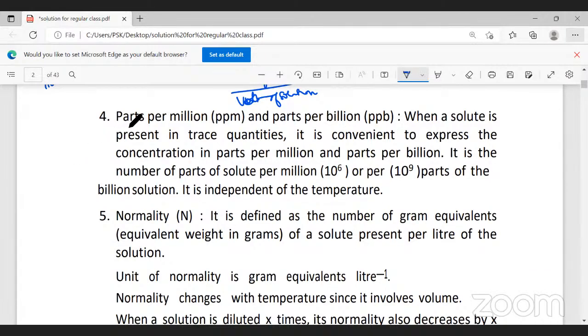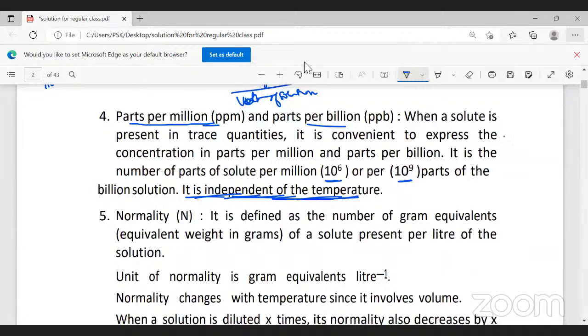Now, next is parts per million or parts per billion, ppm or ppb. 1 billion is 10 to the power 9 parts. Parts per million is the number of parts of solute present in 1 million parts of the solution, and parts per billion is the number of parts of solute present in 1 billion parts of solution. Parts per million is independent of temperature. It does not depend on temperature.